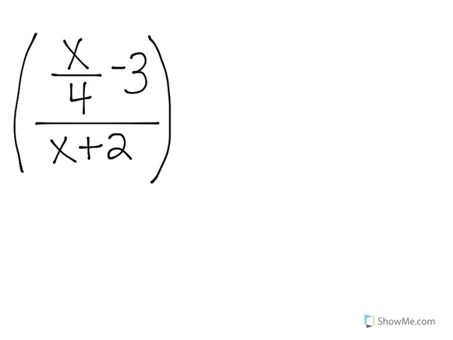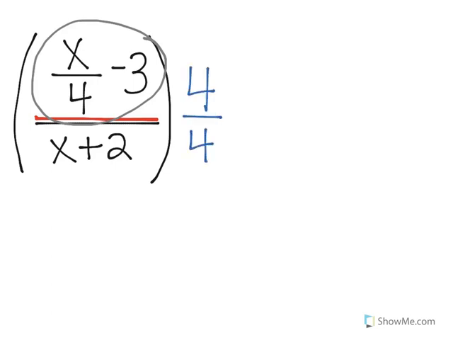To get rid of the fraction in the numerator, x over 4, we have to think of what number we can multiply this whole fraction by, meaning the numerator of this fraction line and the denominator of this fraction line. What can we multiply it by so that our numerator turns into, or gets rid of, that fraction? So that number, we're actually going to multiply this one by 4 over 4, because look what happens when you distribute the 4 to the numerator.